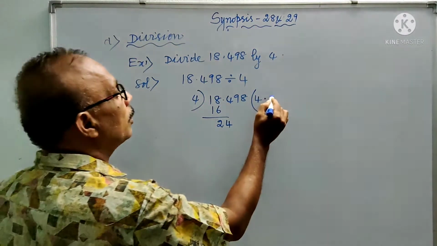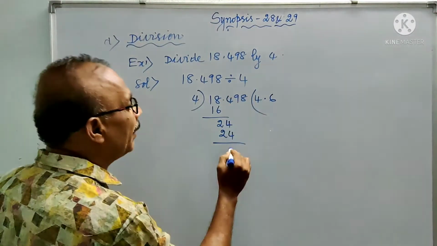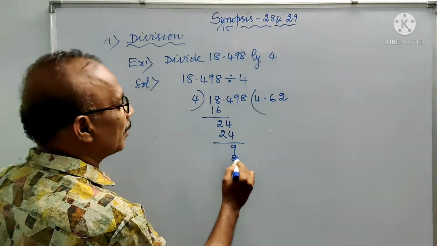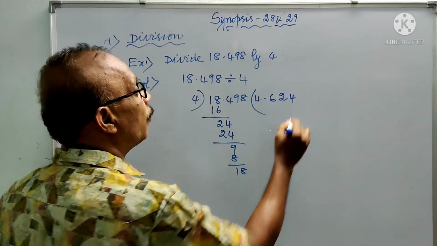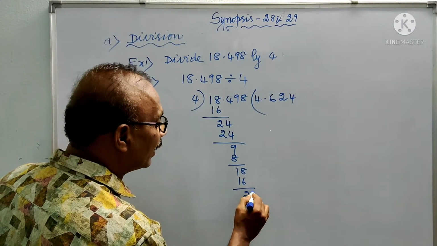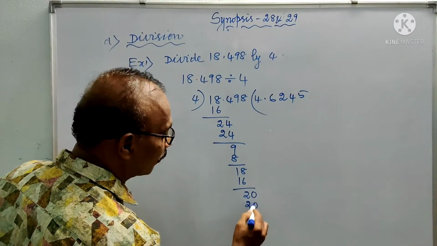Now in 24, 6 4s are 24. Now 0. We bring down 9. In 9, 2 4s are 8. Remainder 1. We bring down 8. And in 18, 4 4s are 16. Remainder 2. And we can keep 0, and 5 4s are 20, 0.